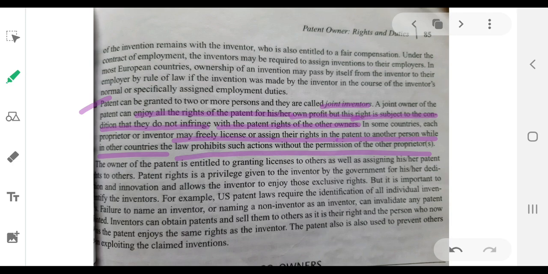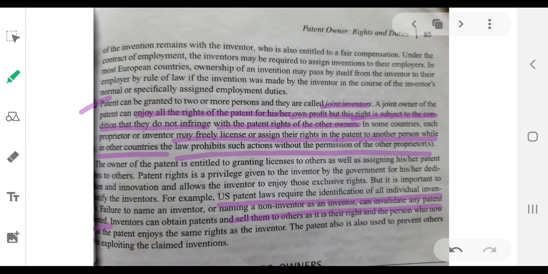For example, US patent law requires the identification of all individual inventors. Okay? All individual. Failure to name an inventor or naming a non-inventor as an inventor can invalidate any patents granted. So you understand that if you are failing, then your grant of the patent will be removed.